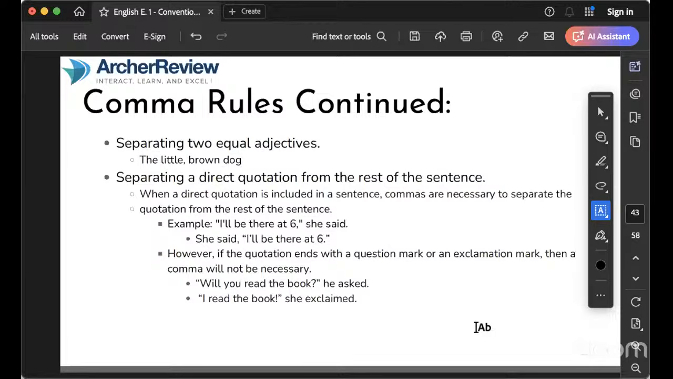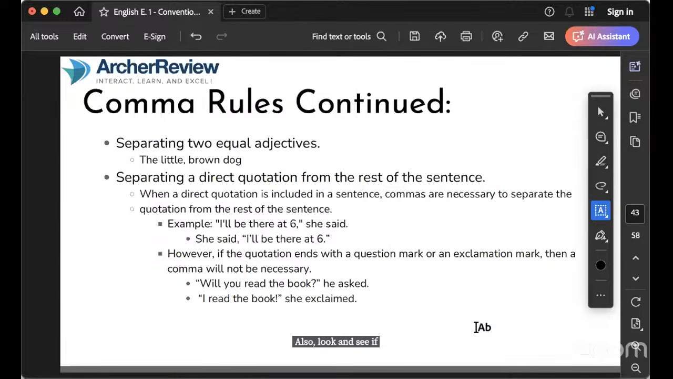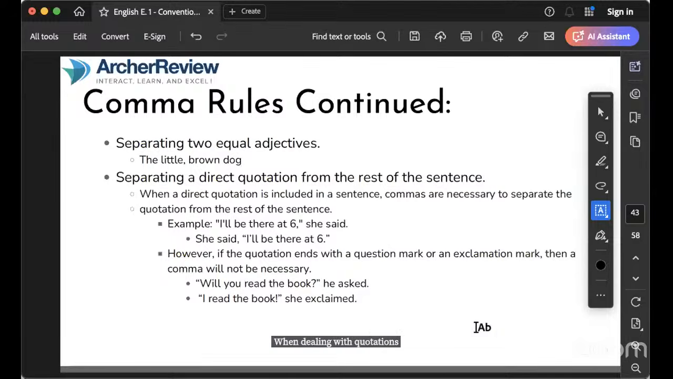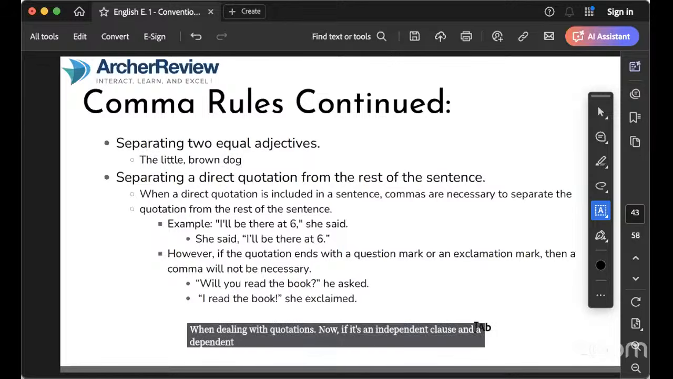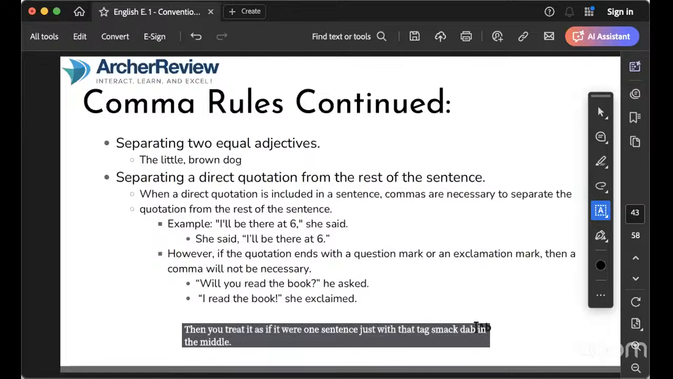Now be careful because sometimes you'll have a quotation, tag, and then another quotation. If that's the case, you've got to look to see how it's being connected to the quotations. Also, look and see if those quotations that are divided by the tag are two separate sentences. And if so, if they're two different independent clauses, then they need to be separated by a period somewhere when dealing with quotations. Now, if it's an independent clause and a dependent clause with a tag in the middle, then you treat it as if it were one sentence just with that tag smack dab in the middle. Okay?